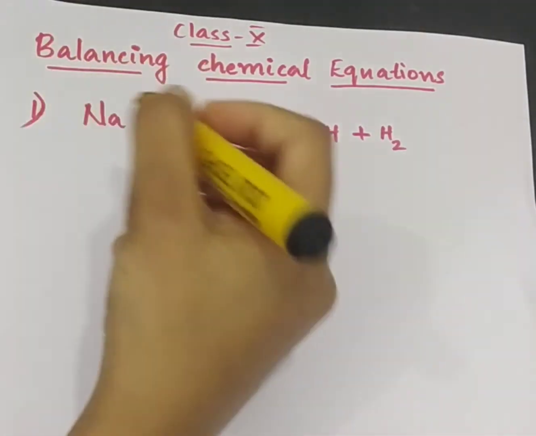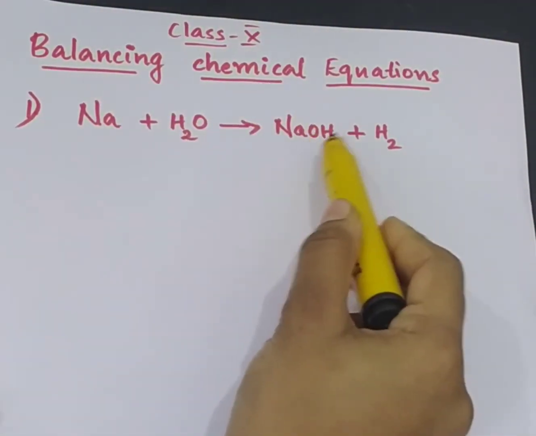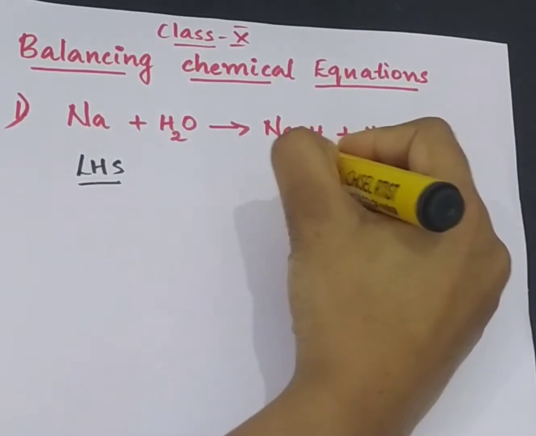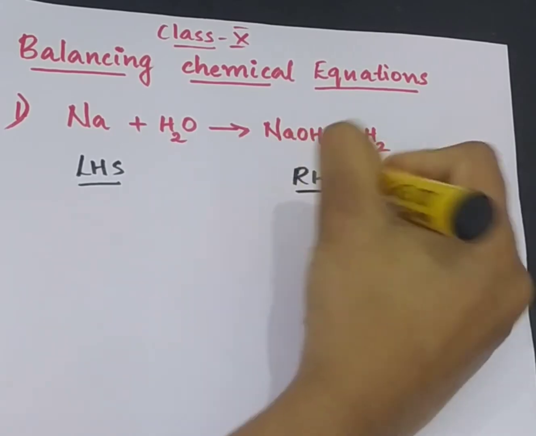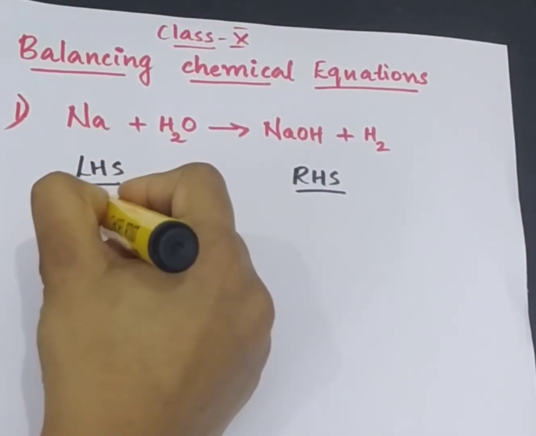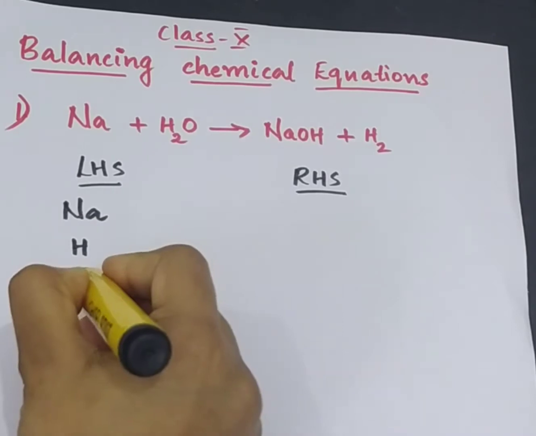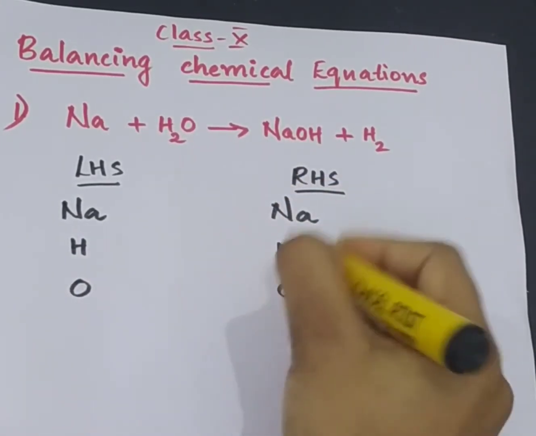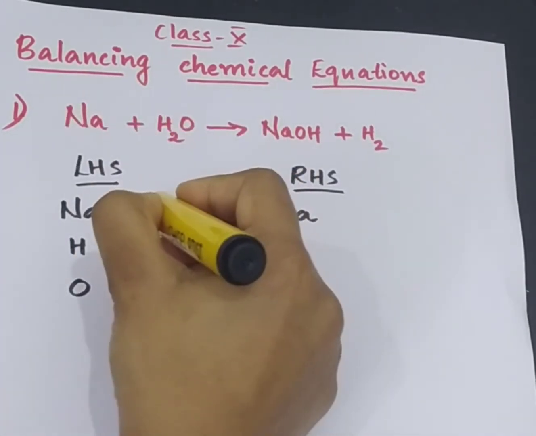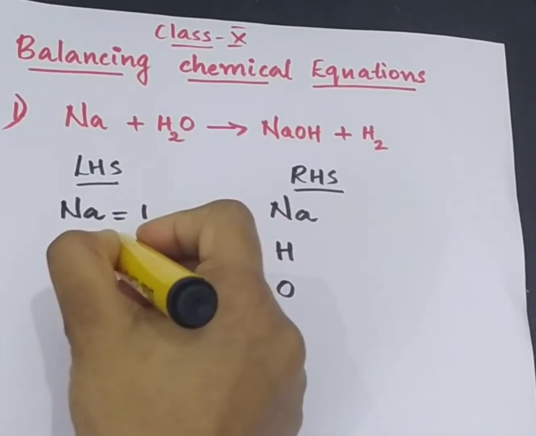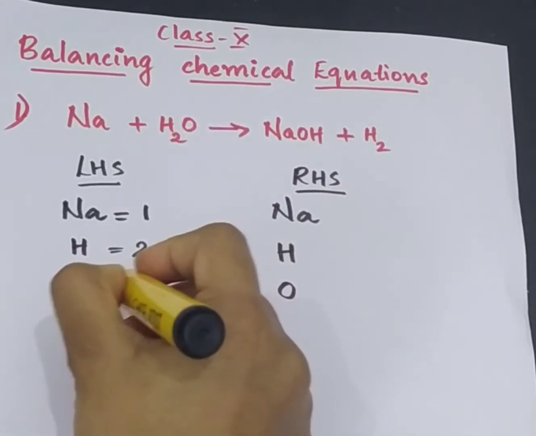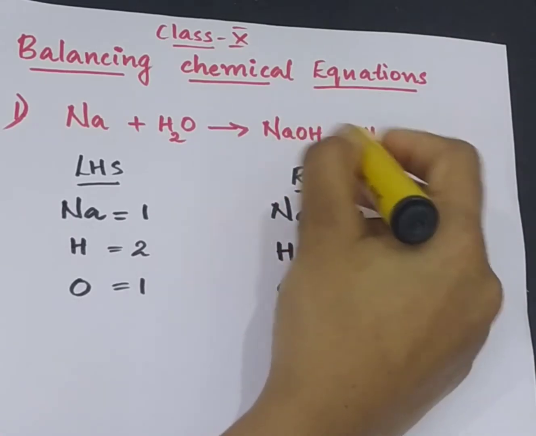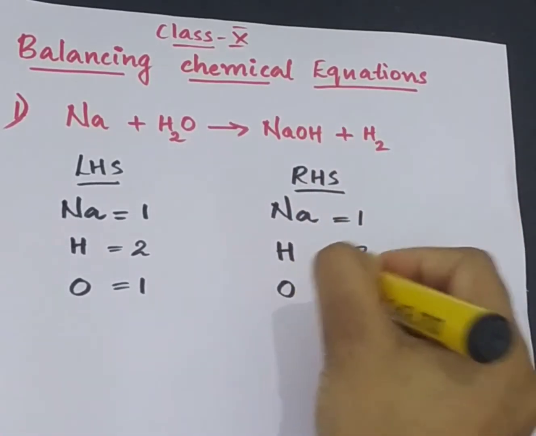Balancing chemical equations. First one, sodium plus water gives sodium hydroxide plus hydrogen. Left hand side and right hand side. So what are the elements present in left hand side? It is sodium, hydrogen and oxygen. Here the same elements, sodium, hydrogen and oxygen. So sodium equals 1, hydrogen equals 2, oxygen equals 1. Here also sodium equals 1, hydrogen equals 2 plus 1 becomes 3 and oxygen equals 1.